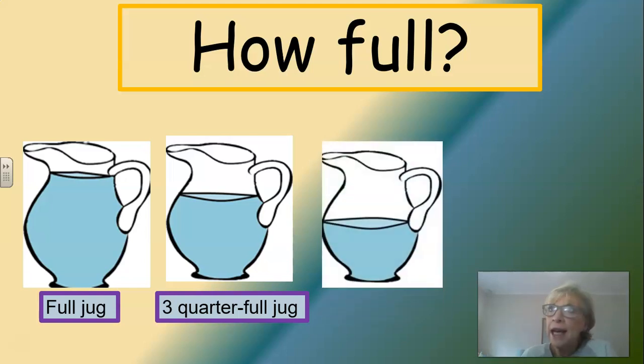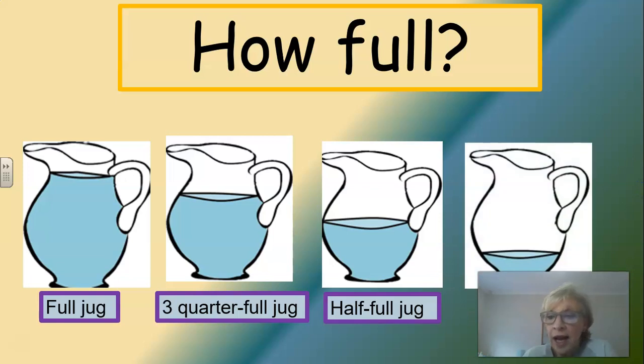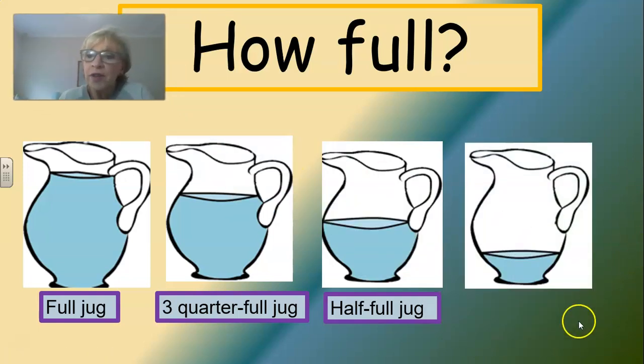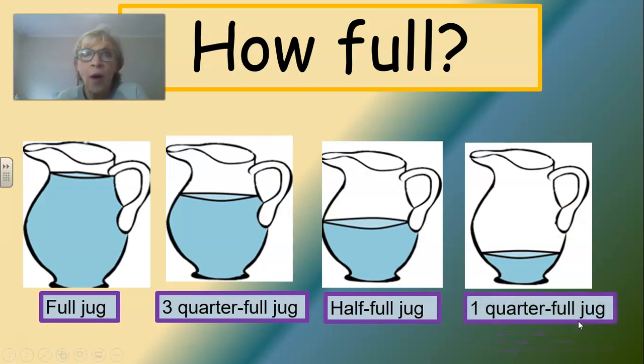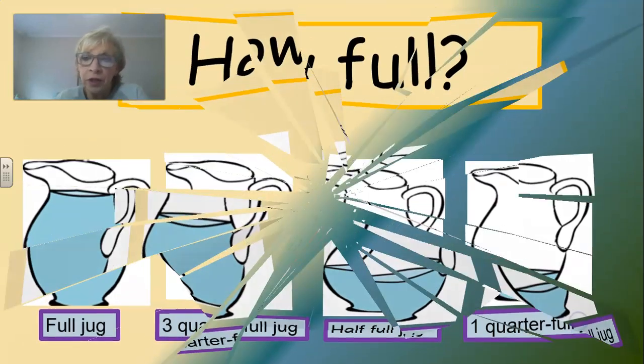Now we've taken another quarter out. We've taken half out. So this jug is half full. We have drunk half of it, and there's half of it left. And this one, now we've taken another quarter out. So we've taken 3/4 out altogether, which means that we have 1/4 in that jug. So it's a 1/4 full jug.